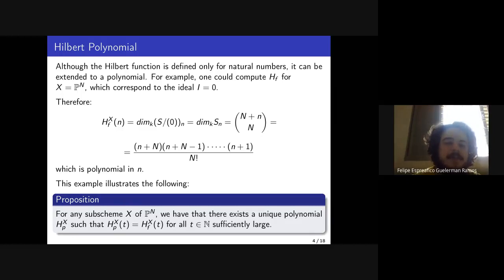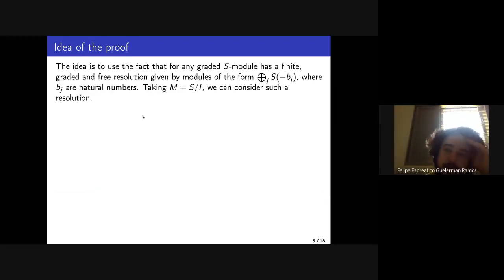But of course, this is just an example, but we can extend this to a proposition. So for any subscheme, there exists a unique polynomial HP such that HP is equal to HF for all t sufficiently large. It's important to notice that it's not true for all natural numbers. We can extend just for t sufficiently large. And we'll see how it's proven.